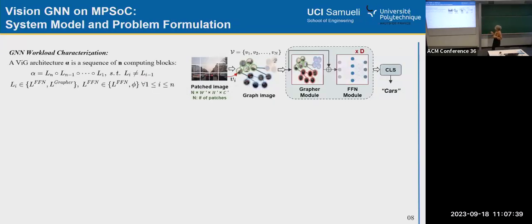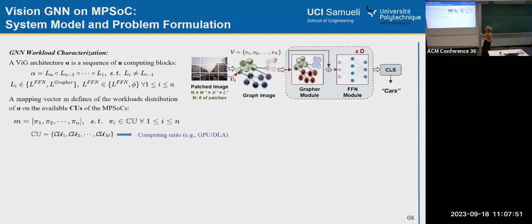So now we consider a vision GNN architecture which comprises n computing blocks, and each block can be either a grapher for the graph processing or an FFN module for the feature transformation. Then we define a mapping vector M to assign the workloads of the computing blocks over the computing units that we have on the MPSoC.